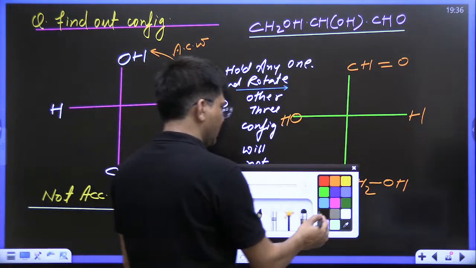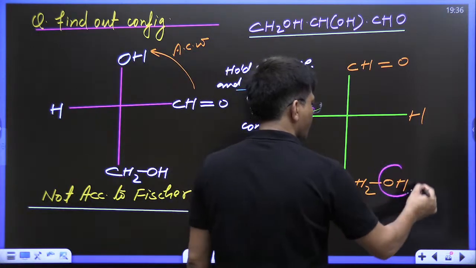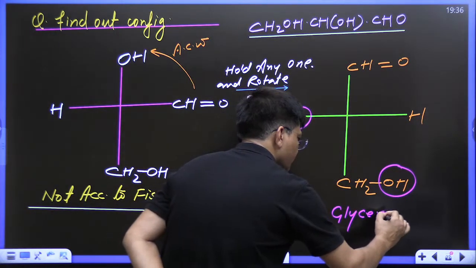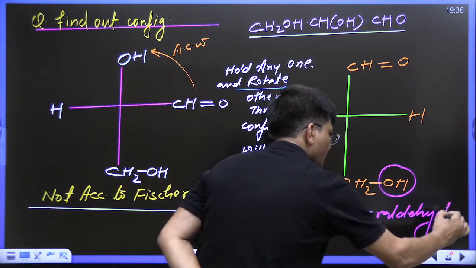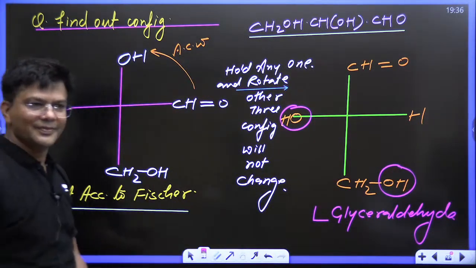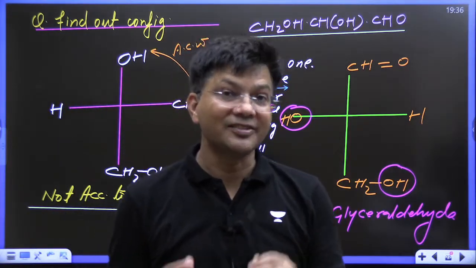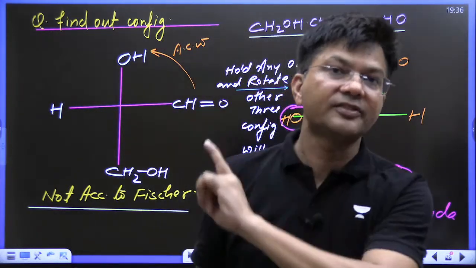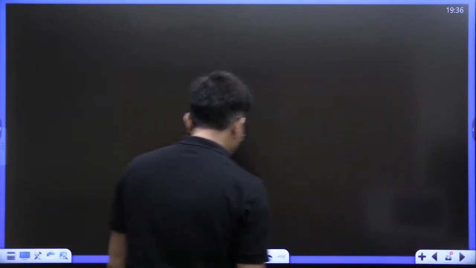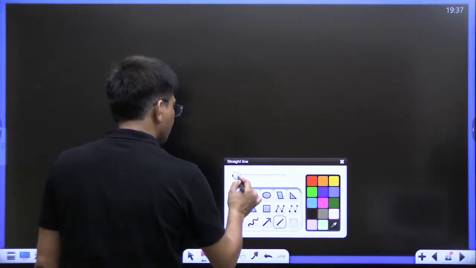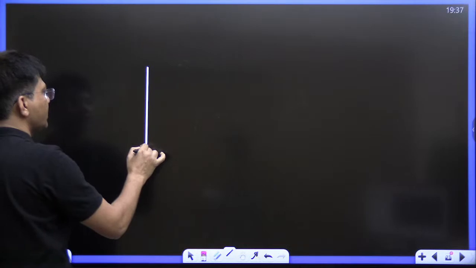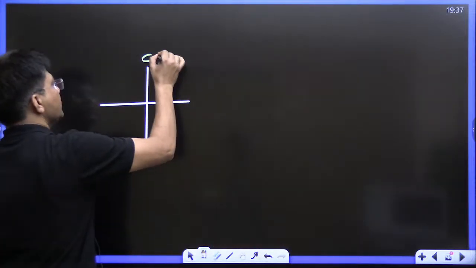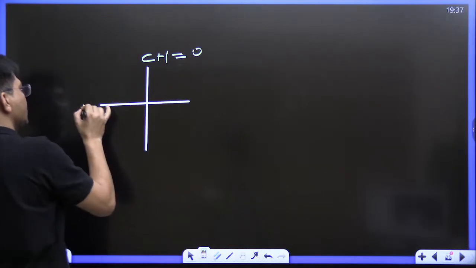Now you can see very clearly that this OH is on the left hand side and this OH is on the right hand side. So this is L-glyceraldehyde. Are you able to understand, kids? Everyone got it or not? I think this is the first time you are understanding how the compound is written. Whenever you have seen glyceraldehyde, it is always written like this in your bio or chemistry.